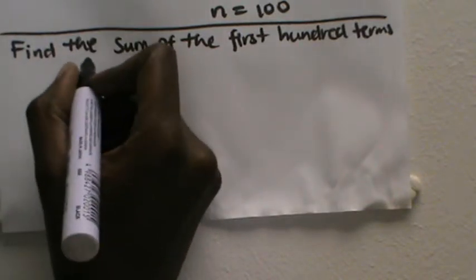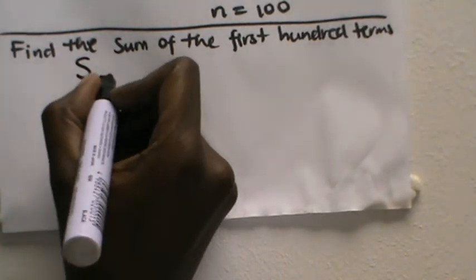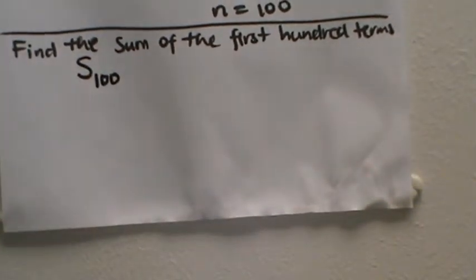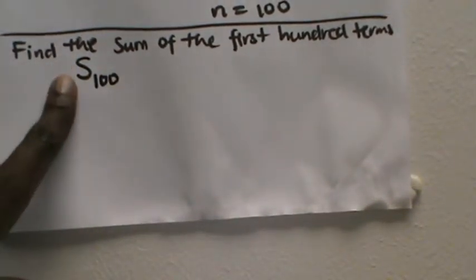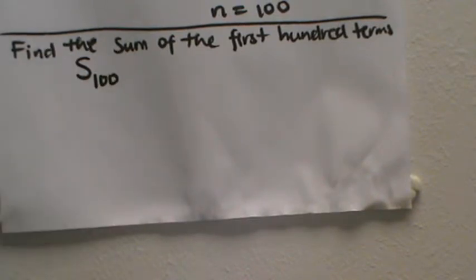Next is the sum of the first 100 terms. And if you remember, the sum of the first 100 terms, we did note it like this, S sub 100. That just means the sum of the first 100 terms. So you start with the first one, you add the second one, the third one, and so on.